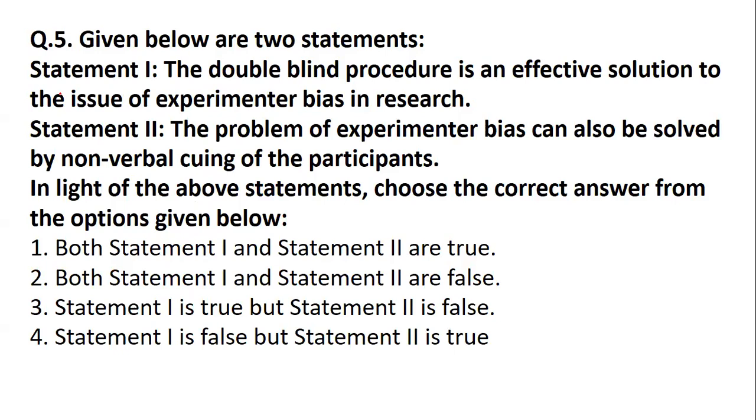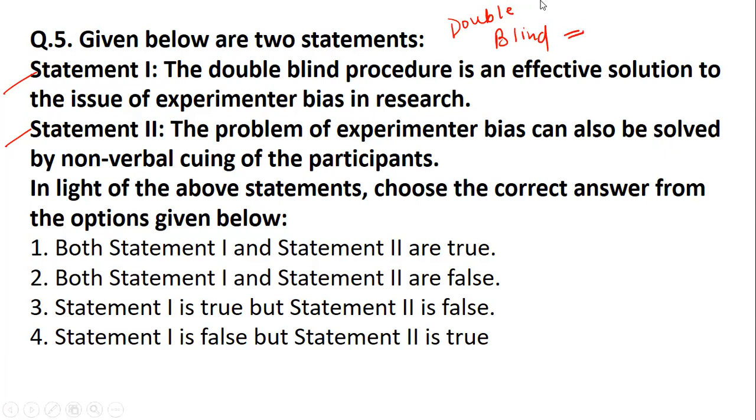Coming to the next statement, we have a question as statements. We have two statements. Statement 1: the double blind procedure is an effective solution to the issue of experimenter bias in research. Statement 2 says that the problem of experimenter bias can also be solved by non-verbal cueing of the participants. So you should know, first of all, what is double blind research. We are going to do one more such question, which in one of the cycles 4, 5 years ago they have asked. So we'll do it very well.